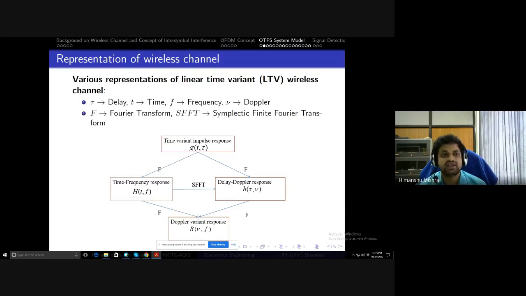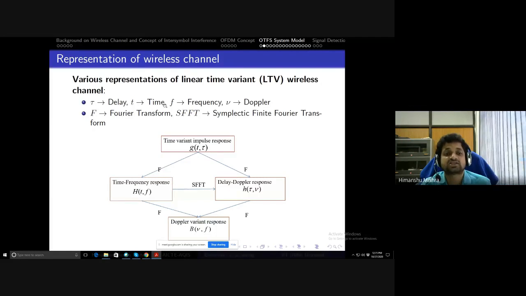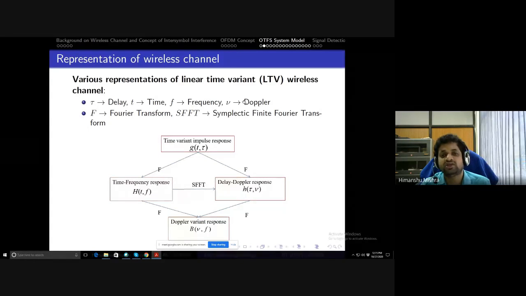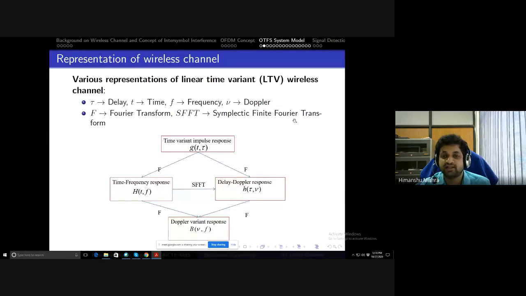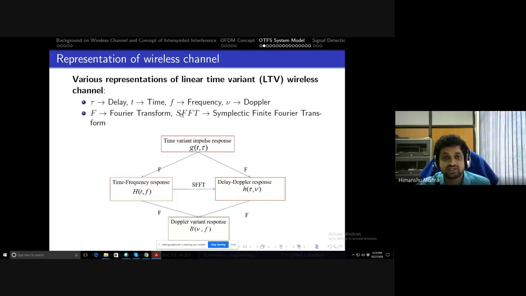Next, before going to OTFS, I would like to tell you some basic points on how you can represent the channel. The channel can be represented in four different ways. If I take the notations, tau as delay, t as time, f as frequency, and nu as the Doppler. F I am taking for Fourier transform. SFFT means symplectic finite Fourier transform. So these are the notations I have taken. How can you represent the channel?